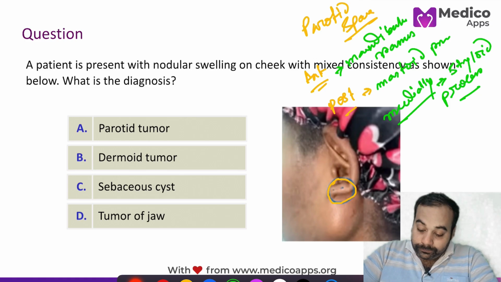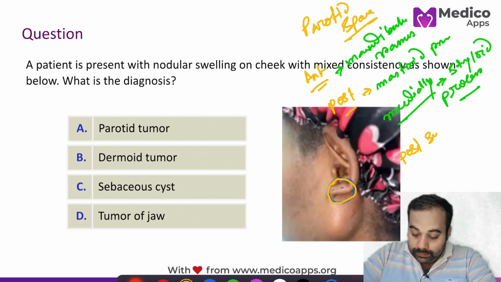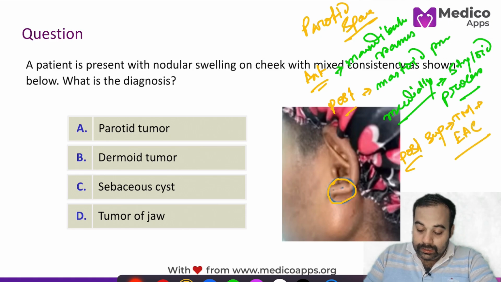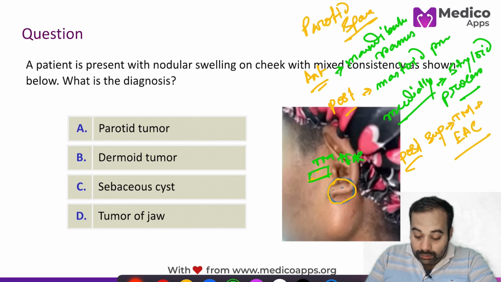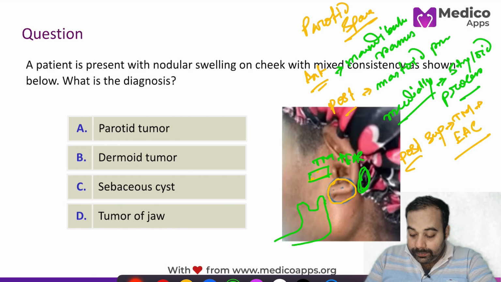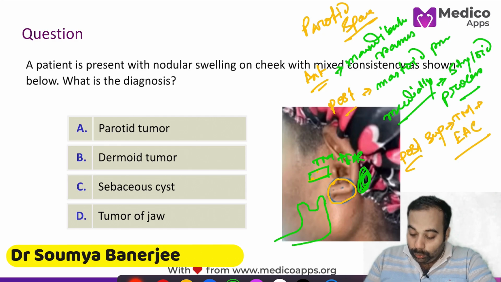Now in the posterior superior area, there is the temporomandibular joint plus the external auditory canal. You can see that, right? Somewhere here is the exact location of the temporomandibular joint with the external auditory canal. Here is the ramus of the mandible, and here lies the mastoid process.